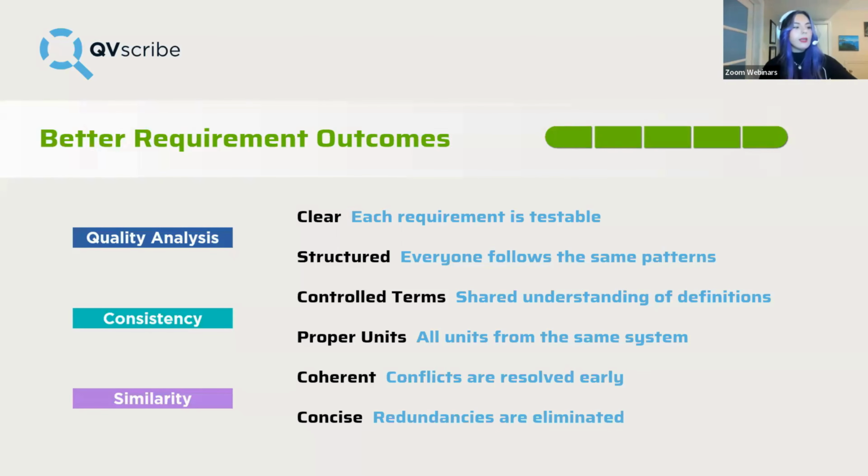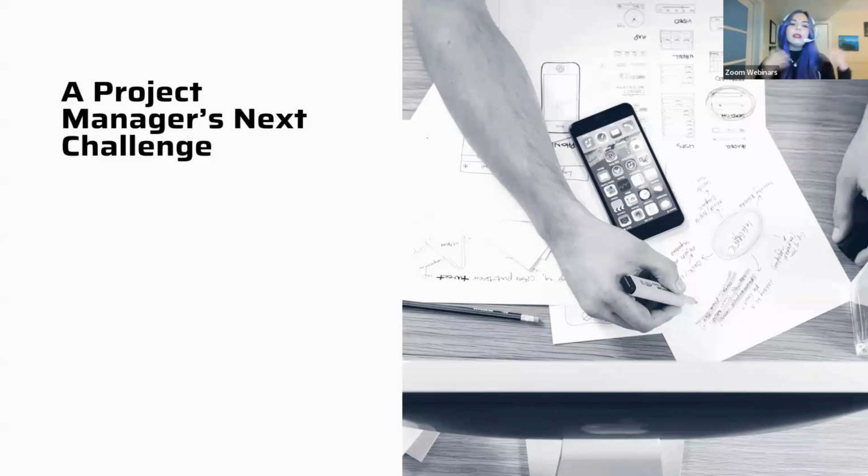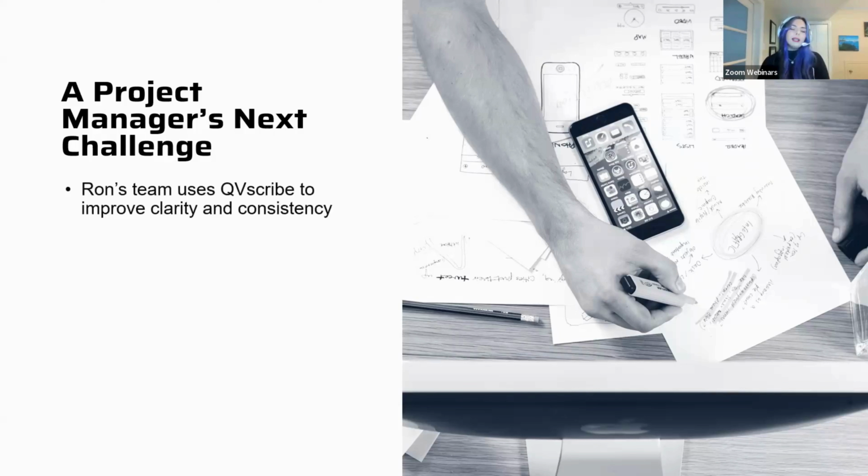But today we're picking up where we left off with the next challenge that Ron's team is facing. With QVscribe, the team has become really good at identifying issues. They've built strong habits, and the requirements are noticeably clearer and more consistent. But now a new friction point has appeared. Knowing what was wrong is no longer the hard part. Rewriting quickly and consistently is.